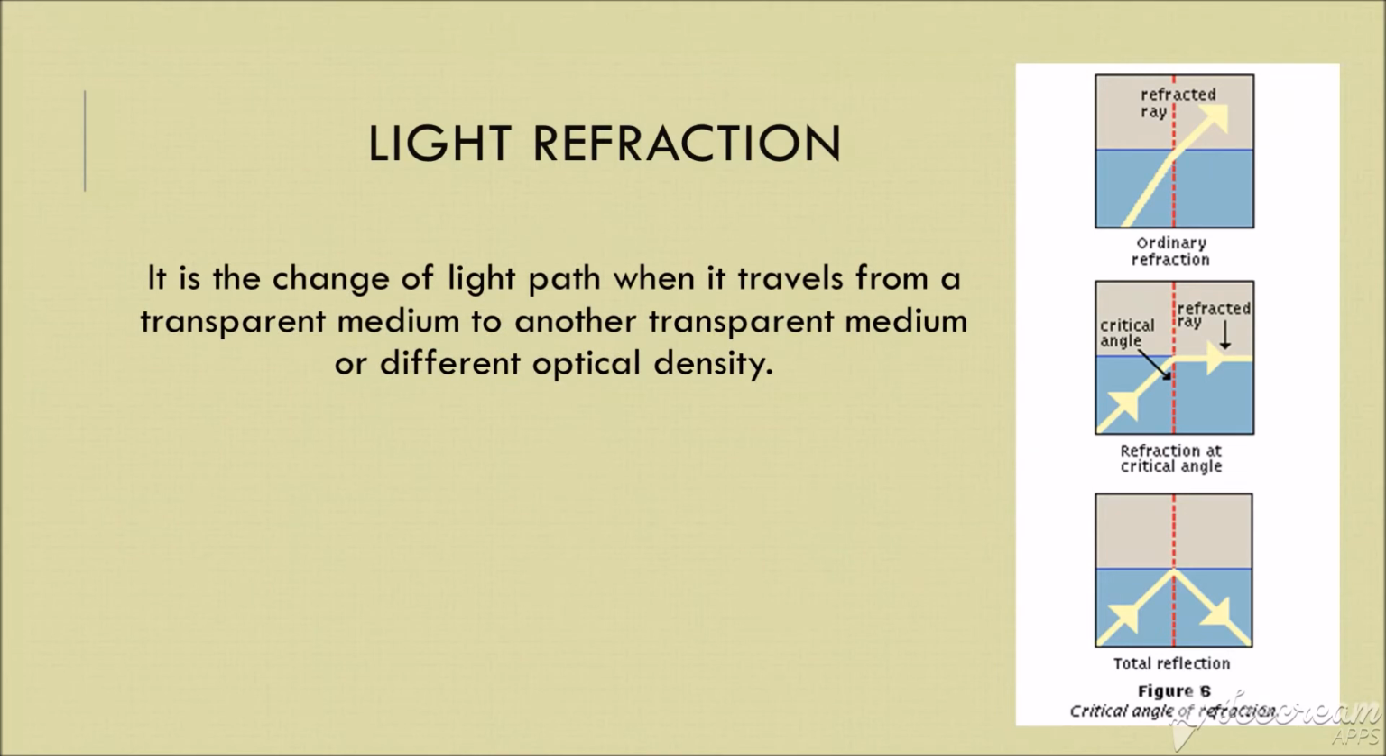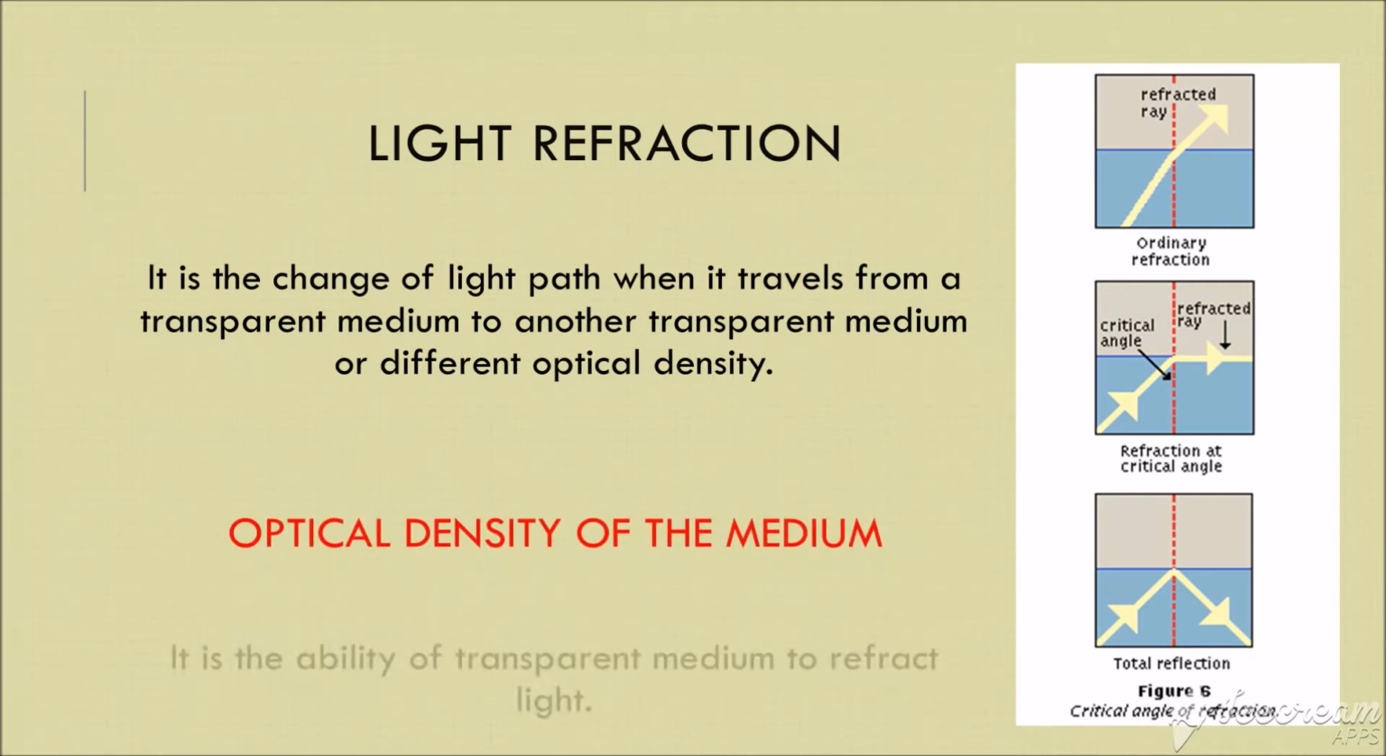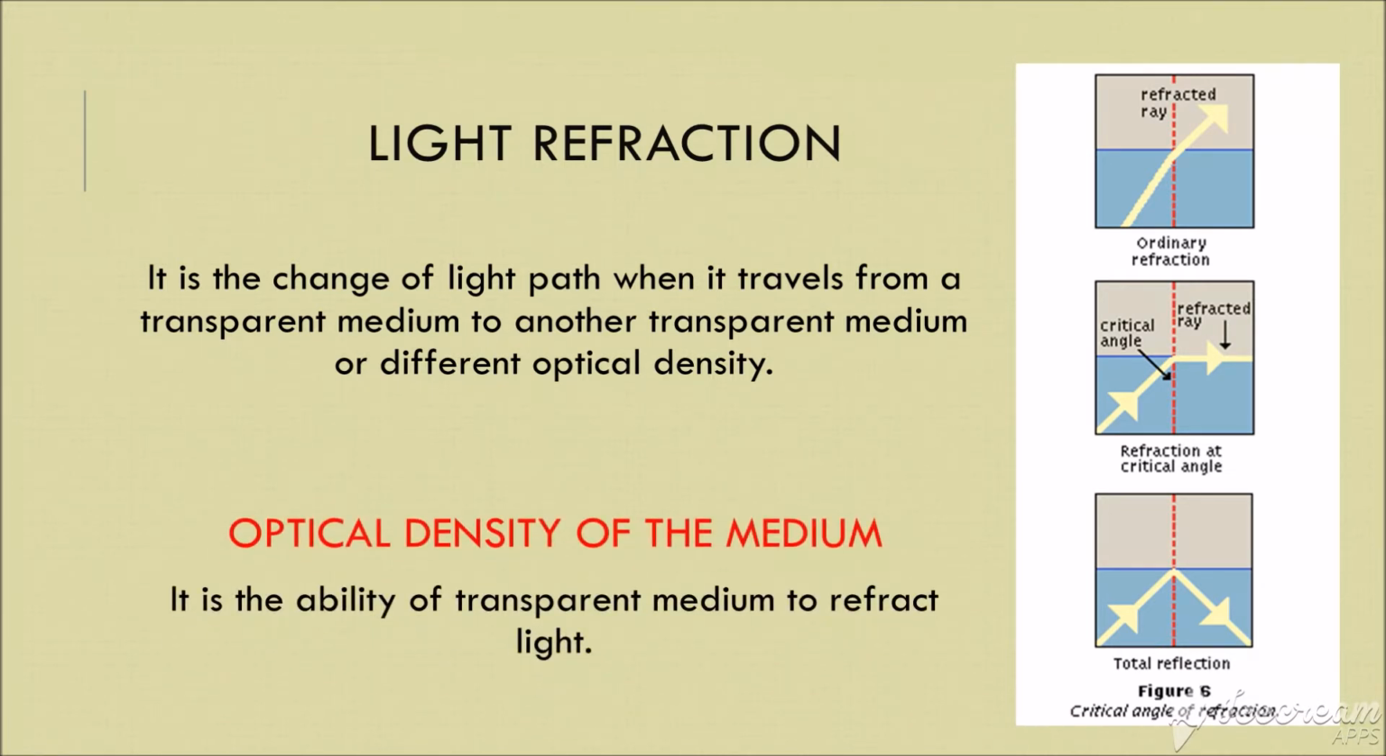Let's move on to the second point of this lesson, light refraction. Light refraction is the change of light path when it travels from a transparent medium to another transparent medium of different optical density. Optical density of the medium is the ability of a transparent medium to refract light. Let's see this video.